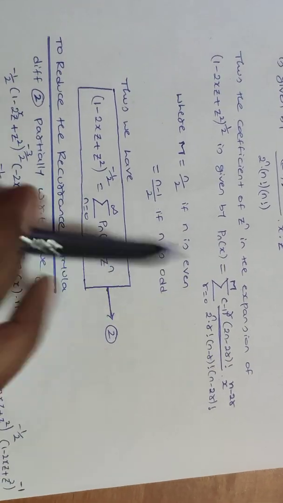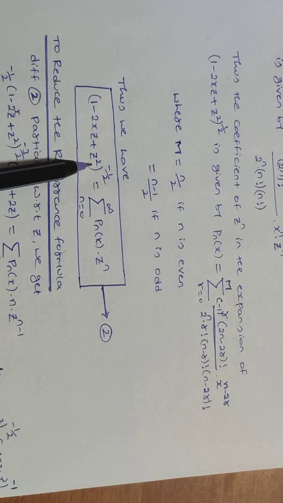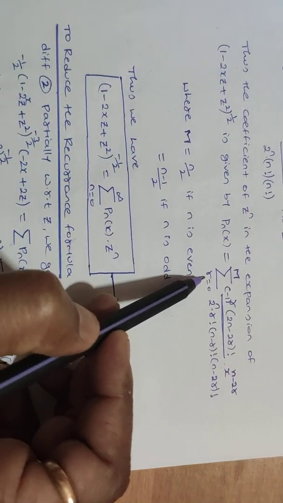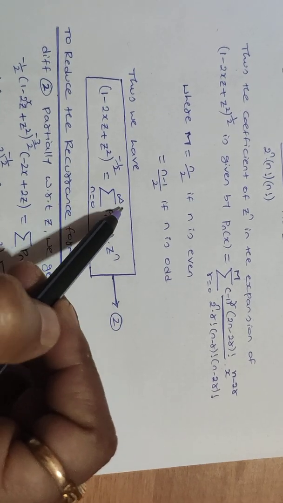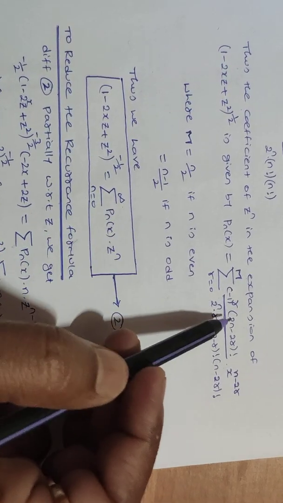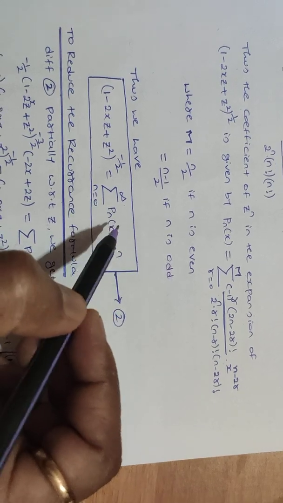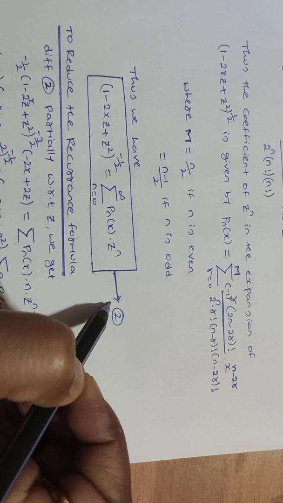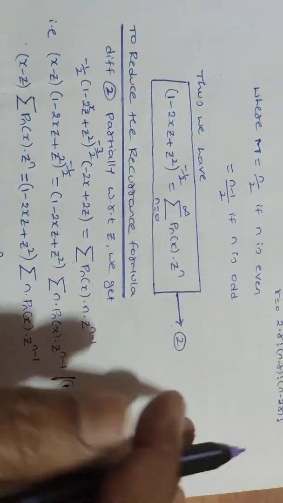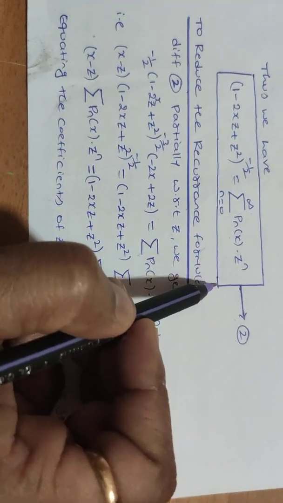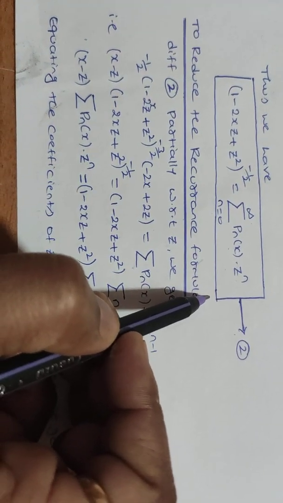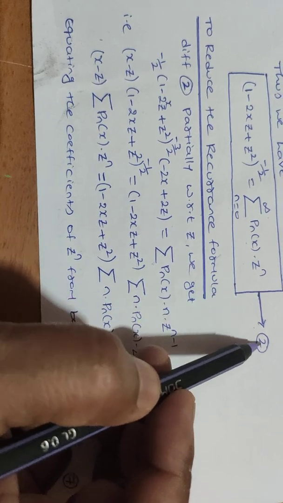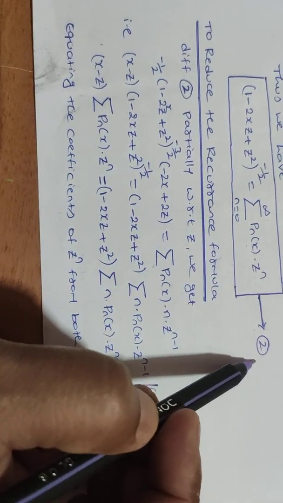Thus we have (1 − 2xz + z²) to the power minus 1 by 2. This value will be equal to the summation of n equals 0 to infinity of a term that can be considered as Pn(x) into z to the power n. Now this is the method of proving the recurrence formula. To derive the recurrence formula, let us consider this as equation 2.